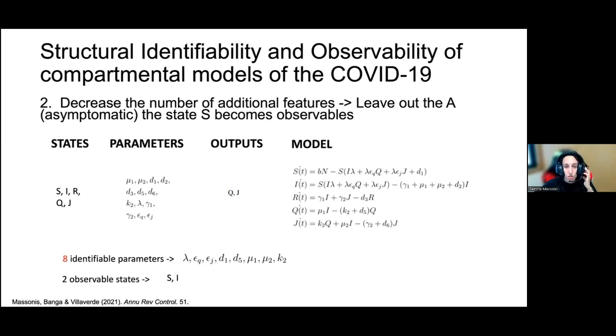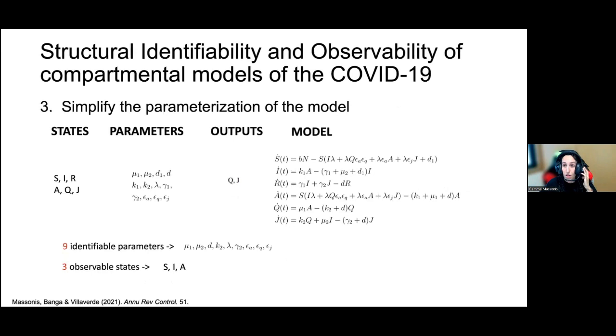The third option that we have to gain observability and identifiability is to simplify the parameterization of the model. So in this case, we have decreased the number of death rates. In order to have 6, we have passed to 2 different death rates. So simplifying this parameterization gives us 4 more identifiable parameters and 1 additional observable state that is the susceptible one.